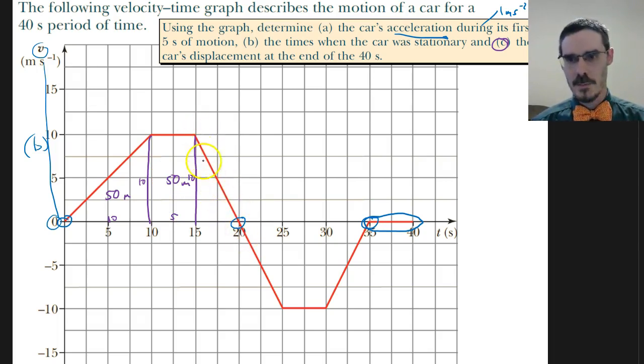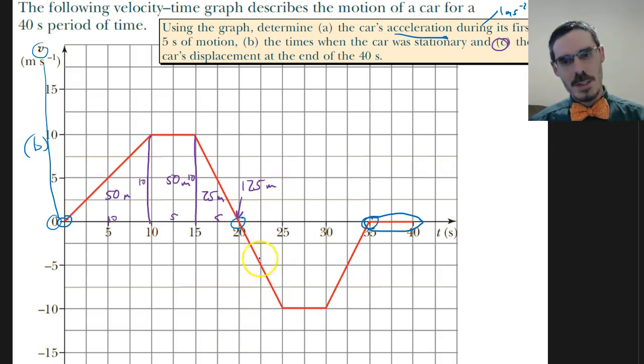This section is smaller than that, I think it's going to be half. The velocity changed by 10 over 5 seconds. So 10 times 5 is 50, but this is a triangle, so that's 25 metres. So by the time I get here, I have moved 125 metres. Okay? My displacement after 20 seconds is 125 metres.